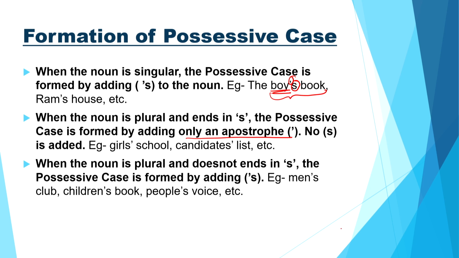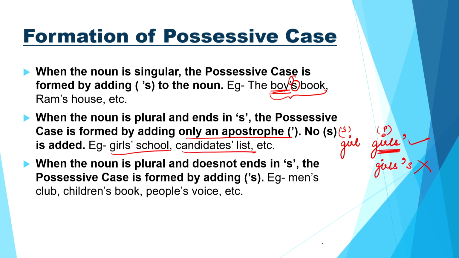For example, girls' school, candidates' list. See, girl is singular and girls is plural. This is singular, this is plural. So, in case of plural, we just add an apostrophe to show the possession. We never add an apostrophe along with S like this. So, this is wrong. The correct would be the girls' school, candidates' list and so on.